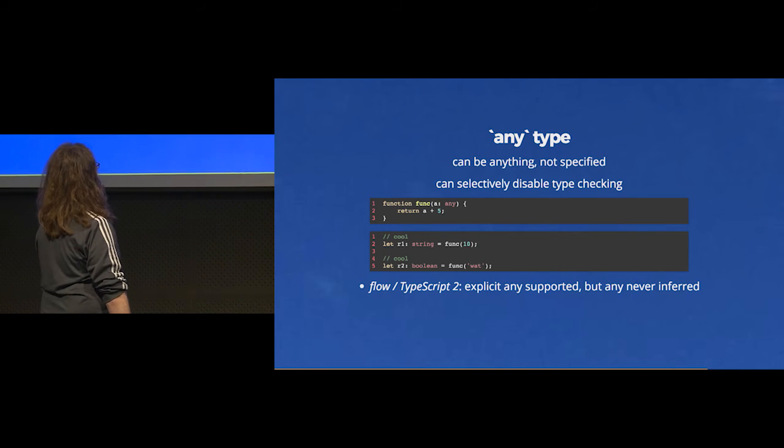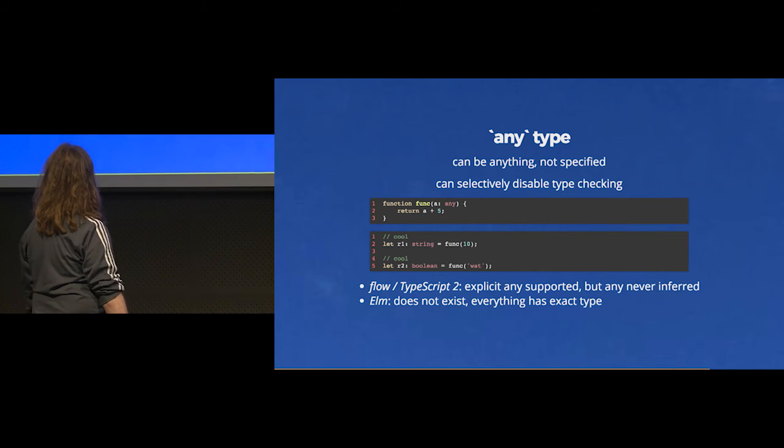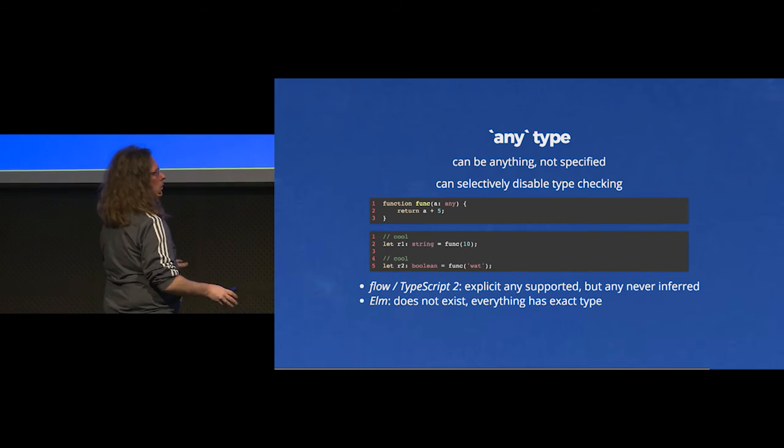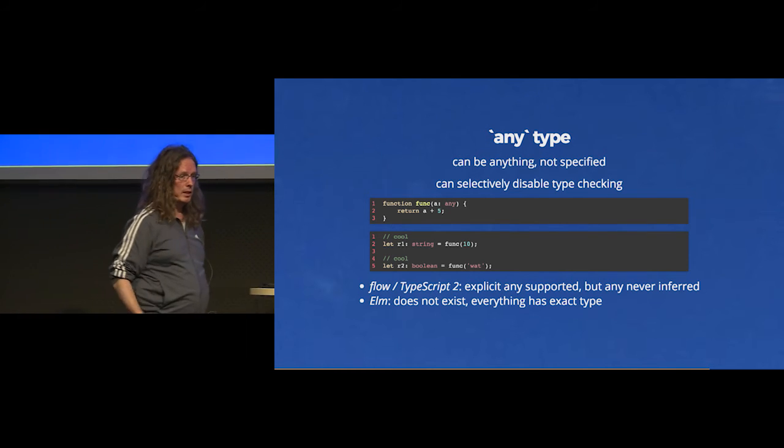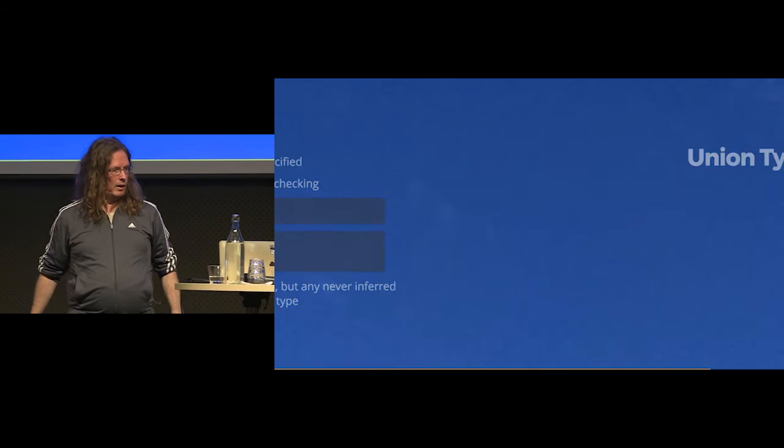So it's supported in Flow and TypeScript too. In Elm, not possible. There's no backdoor in Elm, at least not in the language itself. Okay, nice. Are you still, yes, you still look interested, good.